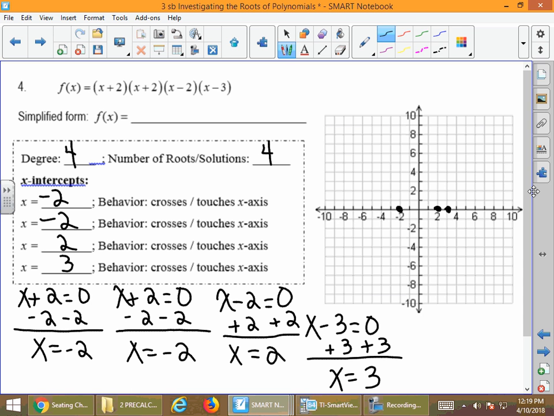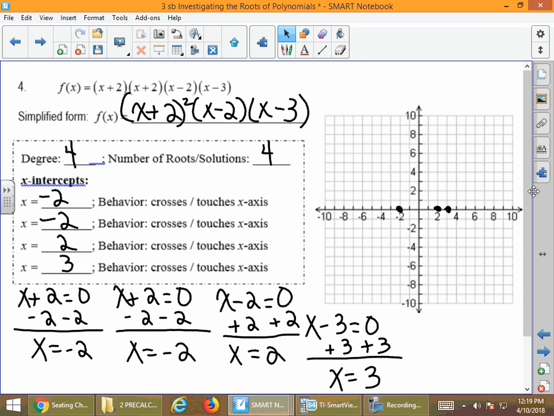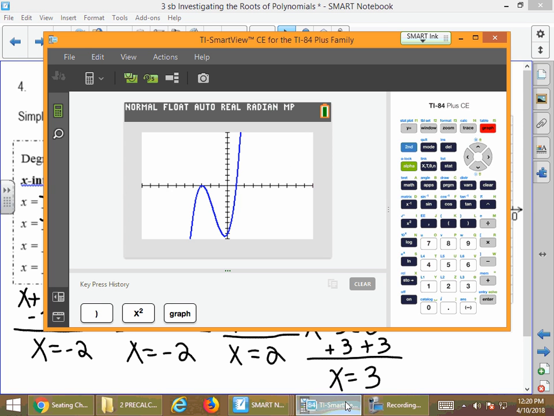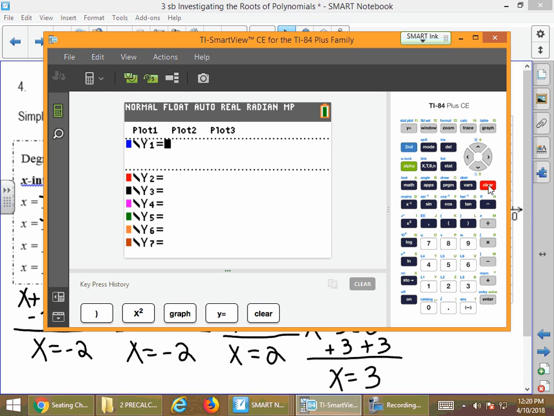The simplified version, well, we have x plus 2 squared, and then we have an x minus 2, and an x minus 3 that we can't condense down. But we can type this into the calculator to get the picture, and we already have a good start on the picture. So we clear this out, and we type in x plus 2 squared times x minus 2 times x minus 3.